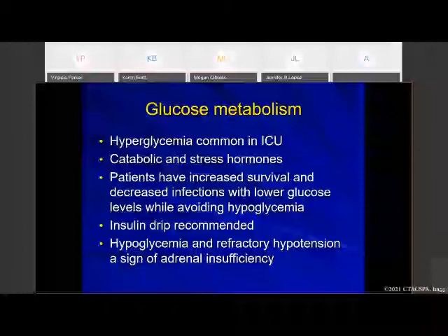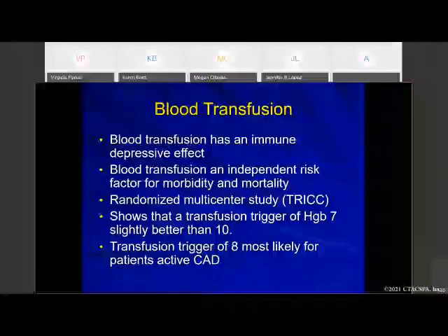I can't give you a whole glucose lecture. That's not what this is about. But you should be familiar with how much insulin you use. Hypoglycemia and refractory hypotension, remember this, is a sign of adrenal insufficiency. If you have someone who's sick and they're hypoglycemic, and it's not from a big shot of insulin they got, they have adrenal insufficiency.